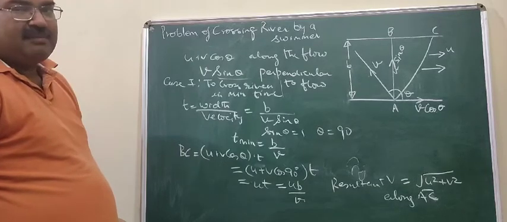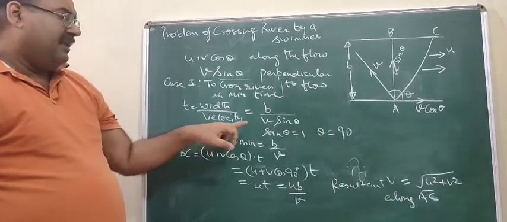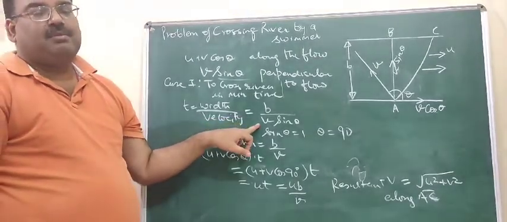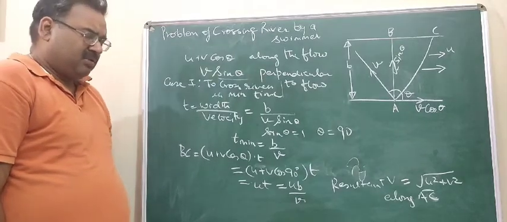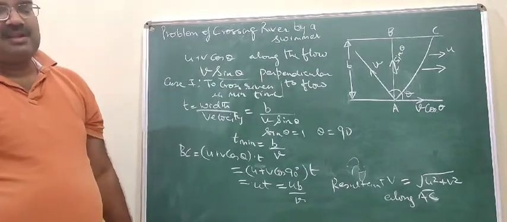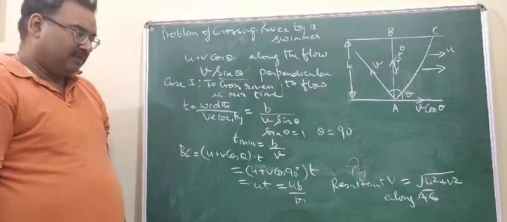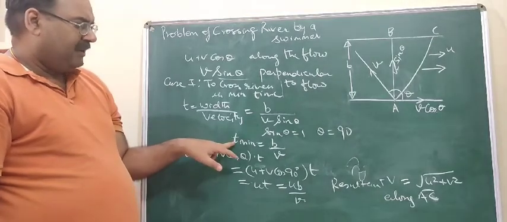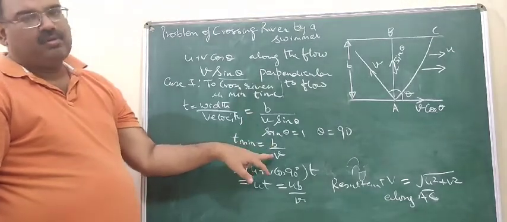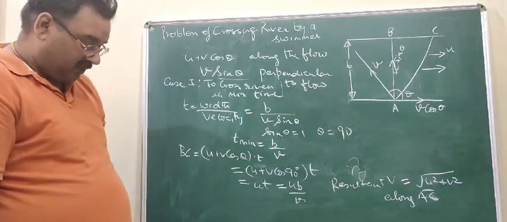कितने टाइम में करनी है, मिनिमम टाइम में. मिनिमम टाइम में करने के लिए डिनोमिनेटर क्या होना चाहिए, मैक्सिमम होना चाहिए। v sin थीटा की वैल्यू सबसे ज्यादा होनी चाहिए। सबसे ज्यादा होने के लिए sin थीटा क्या होना चाहिए, ग्रेटेस्ट 1। तो sin थीटा should be equal to 1, so theta should be equal to 90. Then minimum time is given by B upon v.